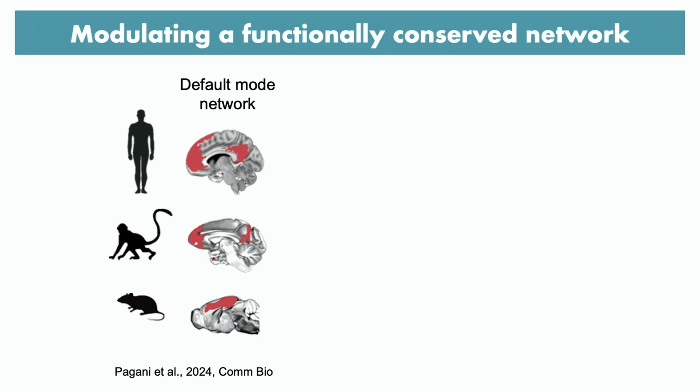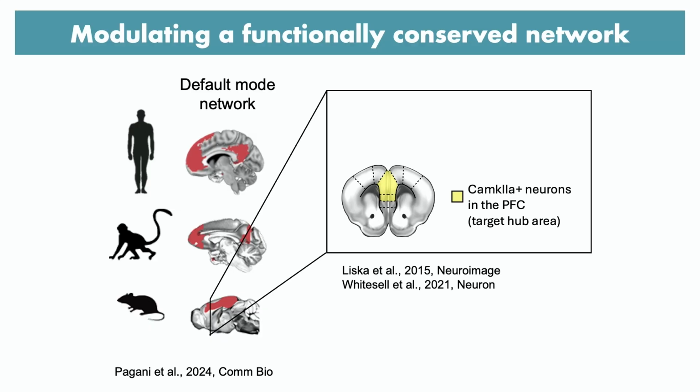Okay, so to do this, we wanted to modulate a network with translational relevance. The default mode network is a widely studied functional network of the human brain, and from functional connectivity analyses, an analogous system in rodents has been identified. So to modulate this network, I targeted a hub region of the DMN, the medial prefrontal cortex in the mouse, and I used optogenetics to stimulate excitatory CaMKII neurons.